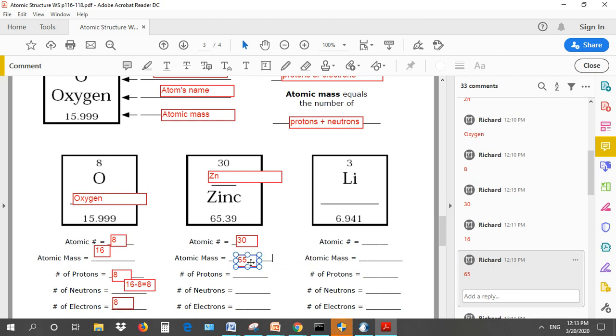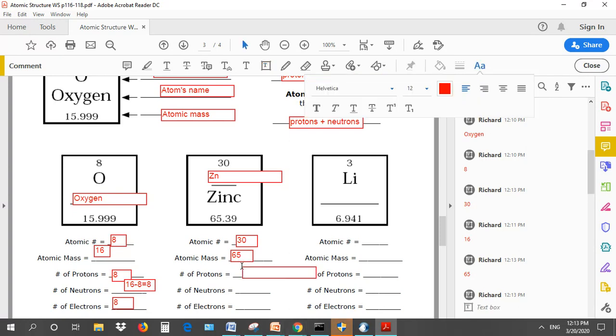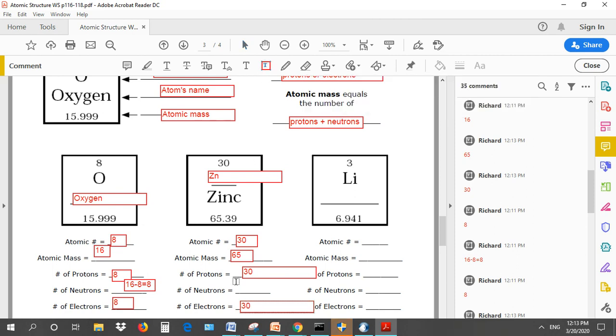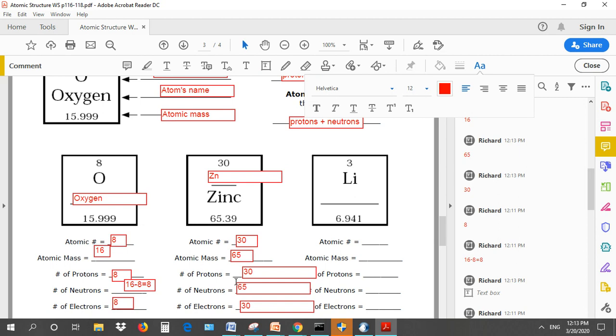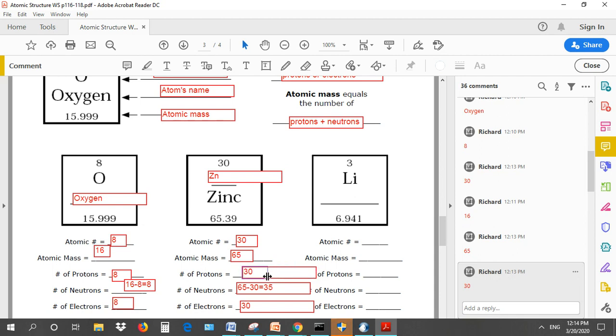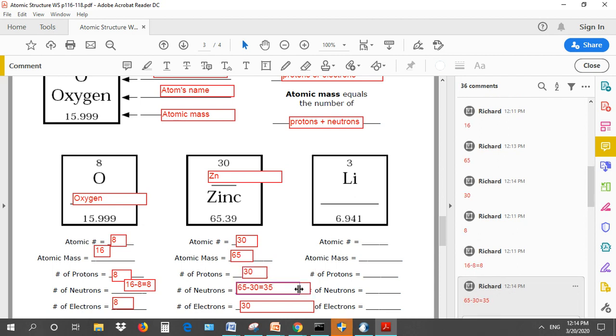Okay, number of protons, that is same as the atomic number 30. And number of electrons is same as the number of protons, so that is 30 again. And for neutrons, we have to subtract atomic number from atomic mass. So it's going to be 35. So there are 35 neutrons in an atom of zinc. Okay. The next element is Li, and the atomic number is 3.